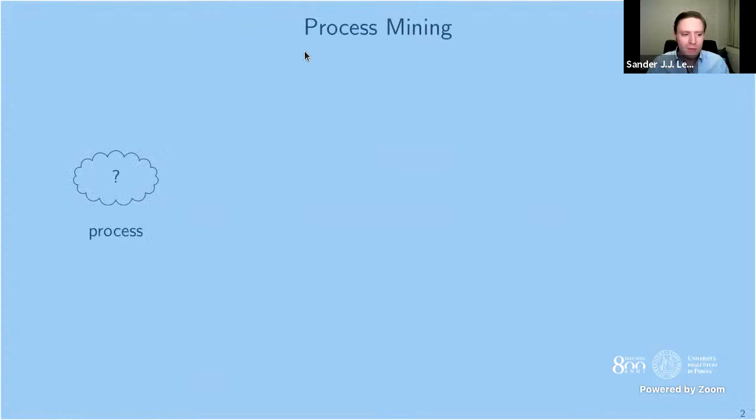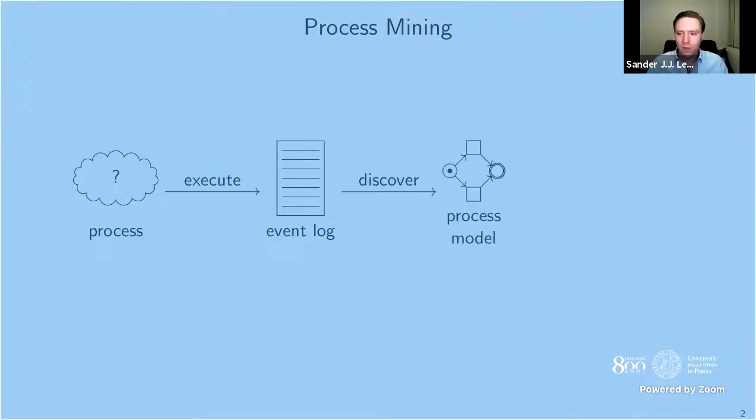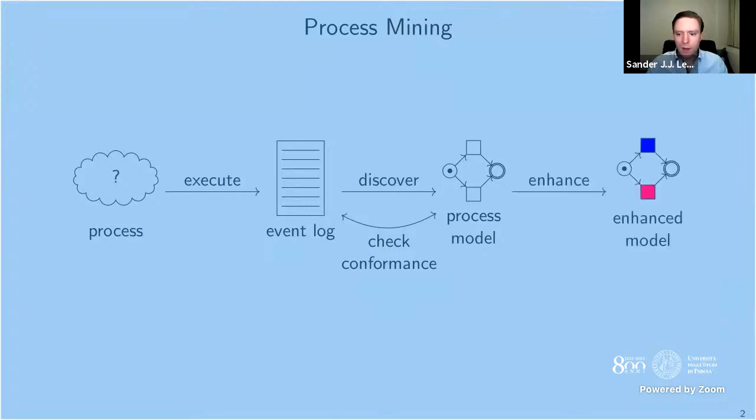We assume that there is an unknown process and that this process executes and records its cases in an event log. Process discovery, the theme of this session, then discovers a process model that describes the event log and indirectly also the process. Process discovery techniques have to face trade-offs, and therefore a process model, once it is discovered, needs to be checked against an event log for its quality using a conformance checking technique. Finally, once this is established, we can enhance the process model and get all kinds of nice insights out of them in order to improve the process.